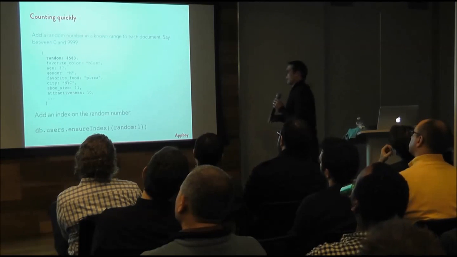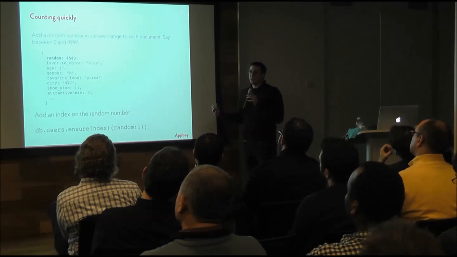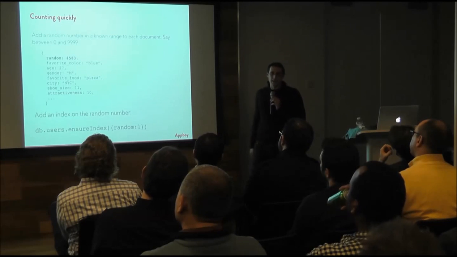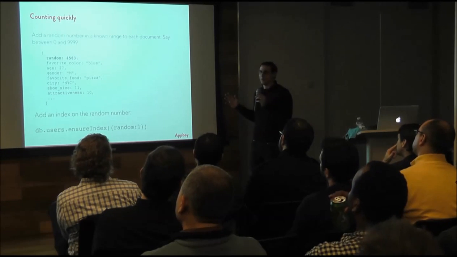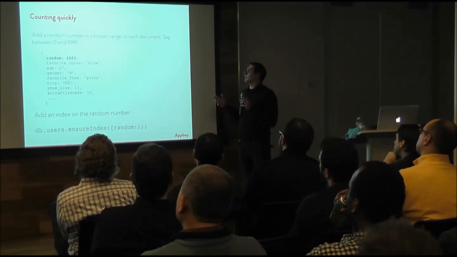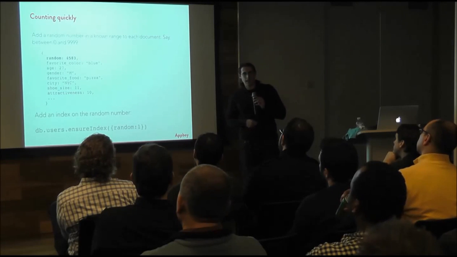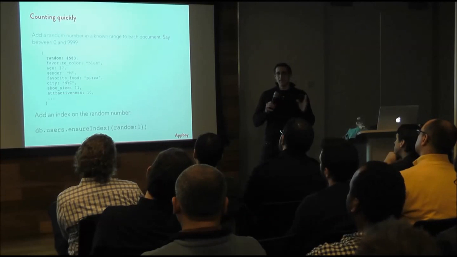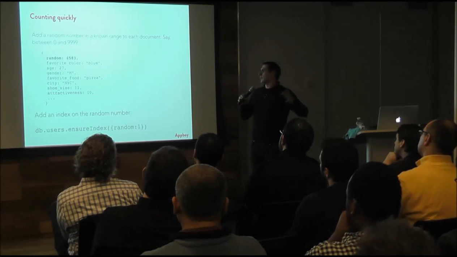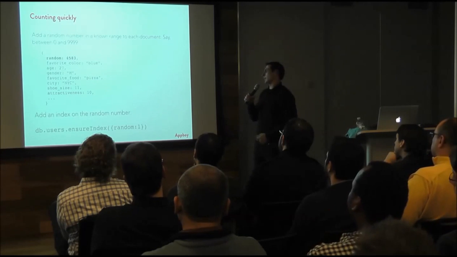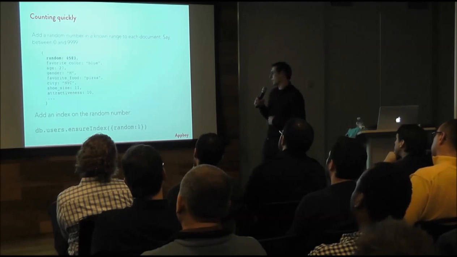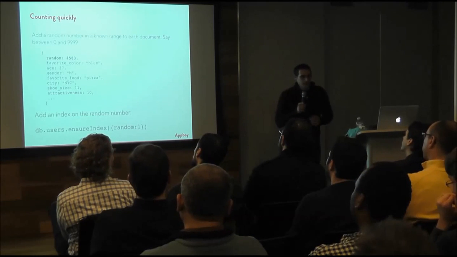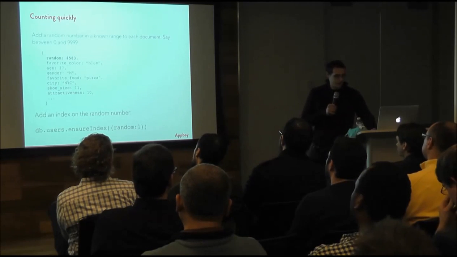All right, so let's delve into what we would do. The first thing that we do if we had this data set is add a random number to every single document. I'm going to put it in some known range, between 0 and 9,999. So that's 10,000 random numbers I'm going to put on every document every time it gets inserted. Each document has a random number on it, and I'm going to put an index on it, so that I can search that collection pretty quickly.